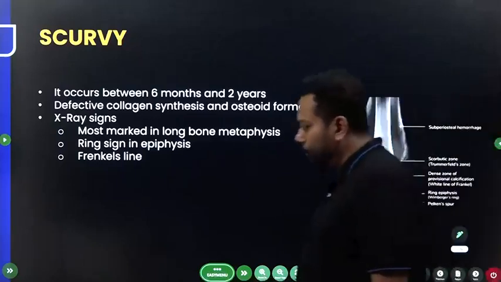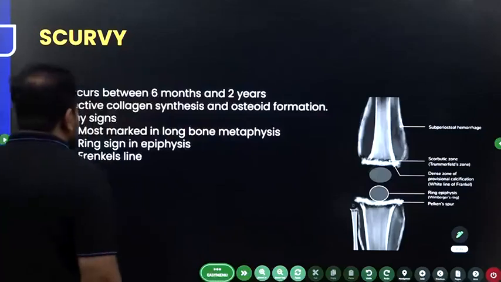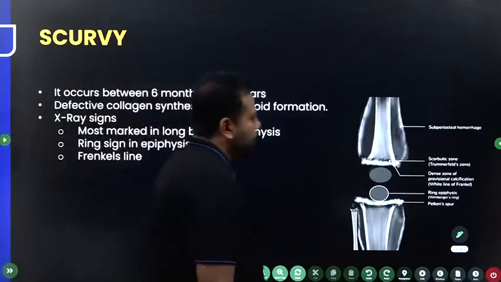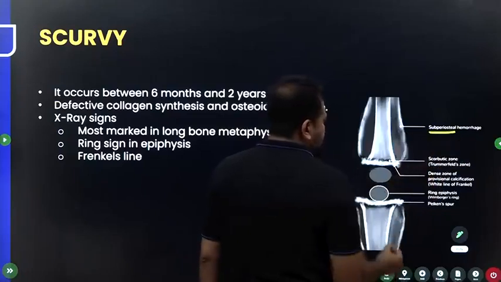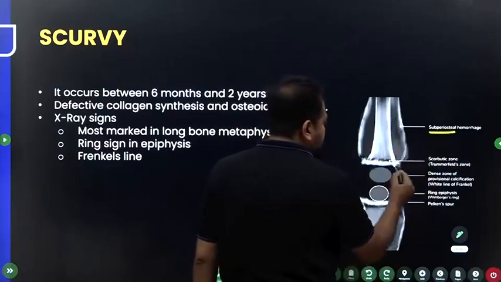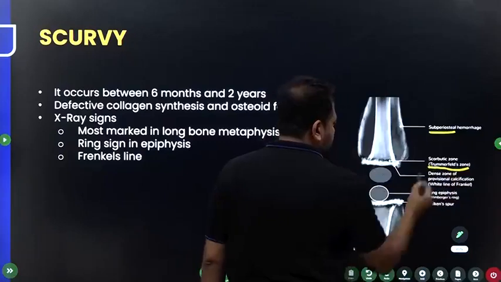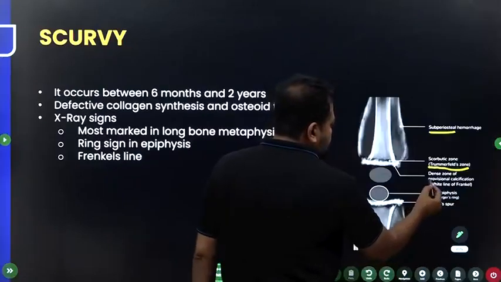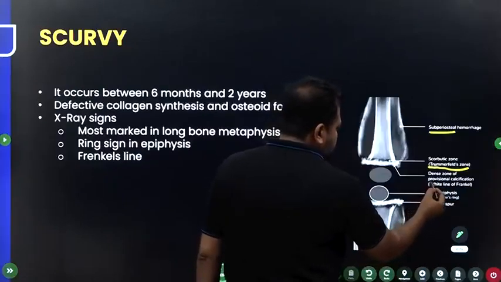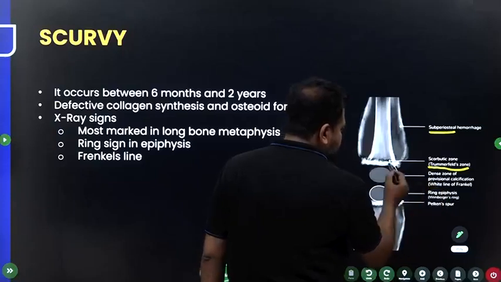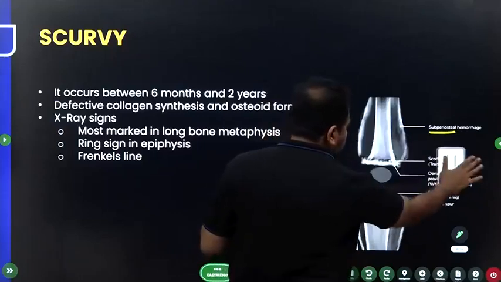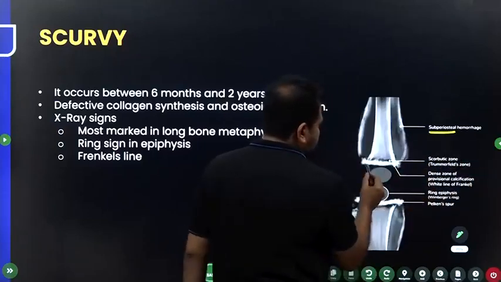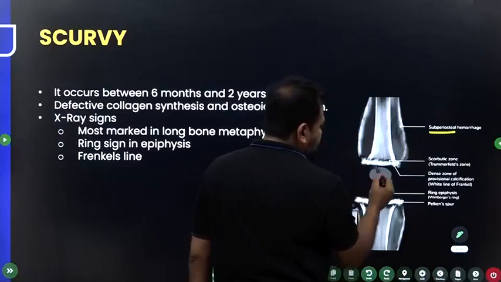And in the X-ray, most marked in long bone metaphysis. So what are the X-ray changes there? You can see in X-ray a periosteal hemorrhage. You can see a Trümmerfeld zone, and then a dense zone of provisional calcification of the epiphysis. Look at here, Trümmerfeld zone is seen in the metaphysis. In the epiphysis, you can see a dense zone of provisional calcification.